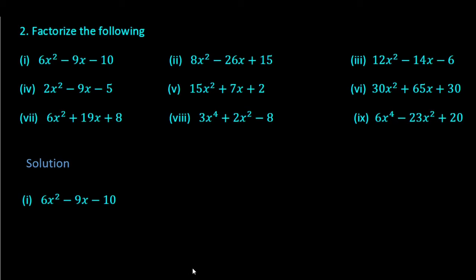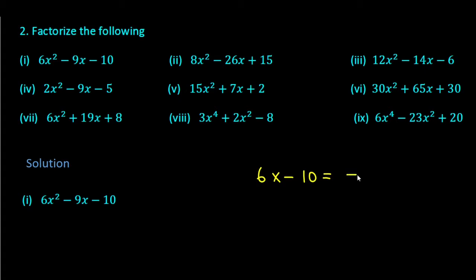Now let us see the second question. Factorize the following. Here we have 9 sub questions. Let us see the first one. 6x square minus 9x minus 10. So we have to take the product of 6 and minus 10.